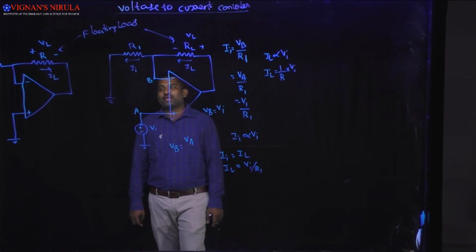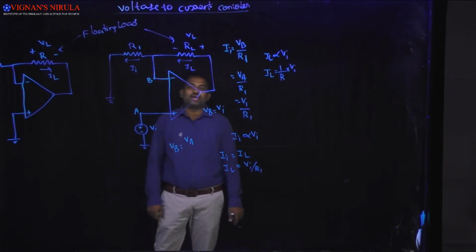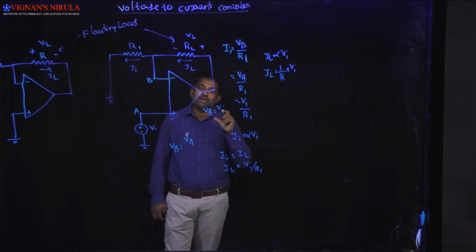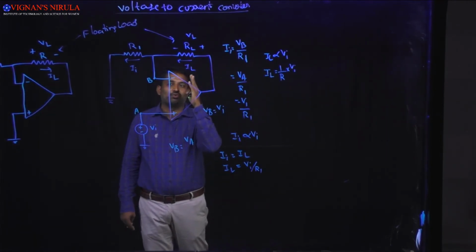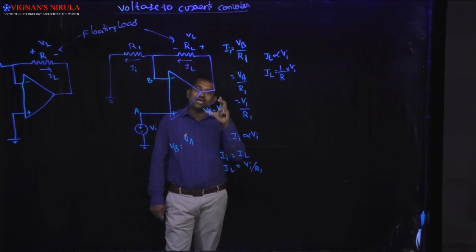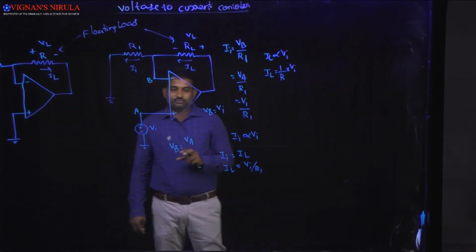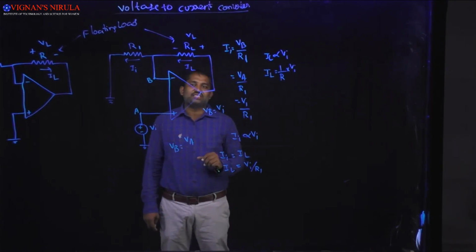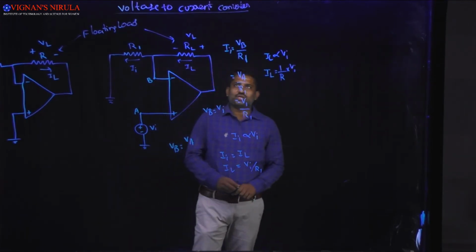Suppose you replace the load resistance RL with a capacitance C, then it will take some time to charge as well as to discharge the capacitance. So if you include the capacitance in place of the load resistance, it will take some time to charge and discharge the capacitor. These types of circuits are used in sawtooth wave generators as well as triangular wave generators. So this is about the voltage to current converter.